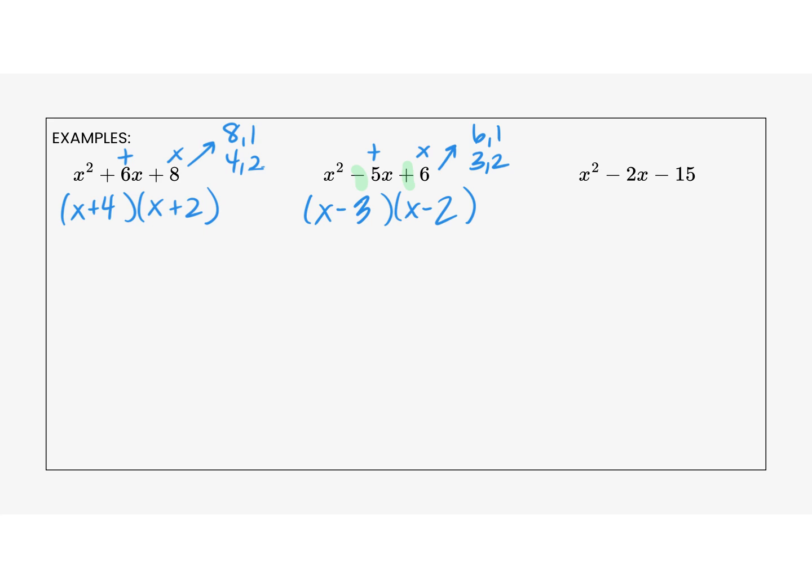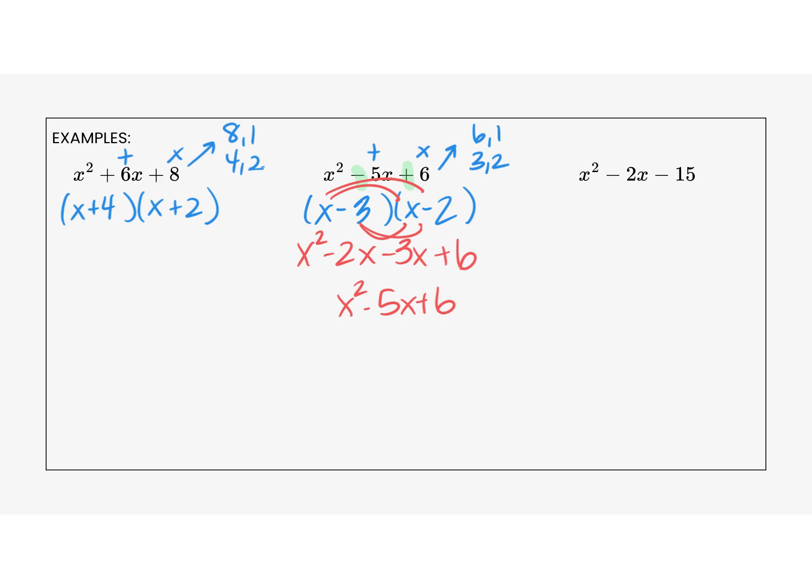If you're ever unsure, to verify if this is correct, we're just going to FOIL it back out. So x times x is x squared, x times negative 2 is negative 2x, negative 3 times x is negative 3x, negative 3 times negative 2 is positive 6, and then I combine like terms, and that does get me back to where I started. So what I just did in red there, that's a check. We don't have to do that, but that's how we would check to see if our factoring was correct.